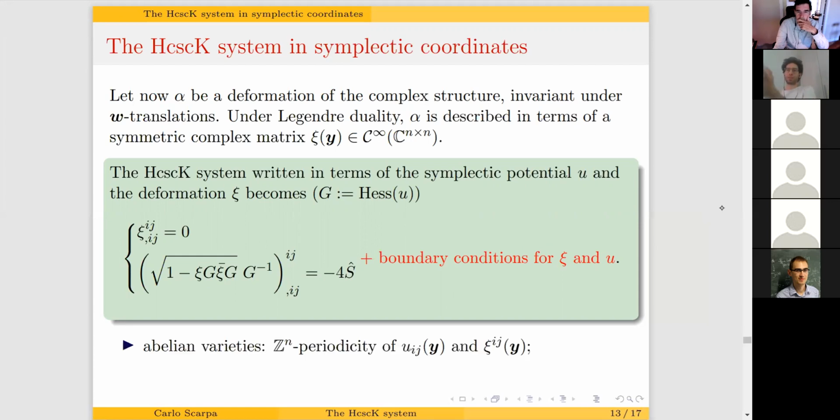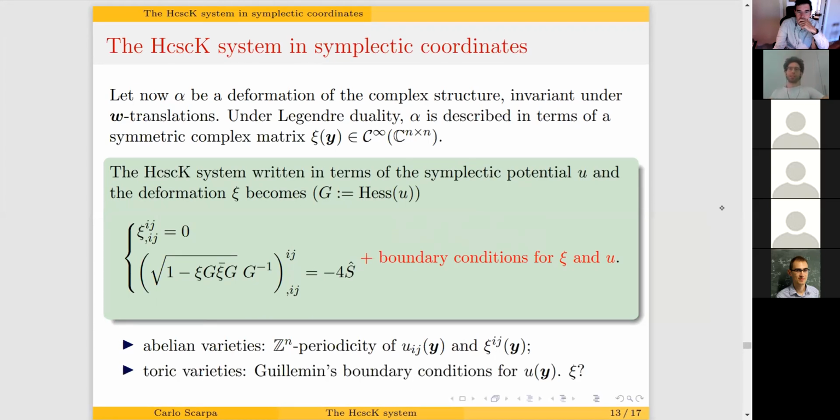So the first case that we can study with this approach is that of abelian varieties. In this case, the boundary condition is just periodicity. So we impose periodicity of this Hessian matrix and on the deformation of the complex structure. And this is the system of equations that actually describes the Hitchin-cscK problem on an abelian variety.